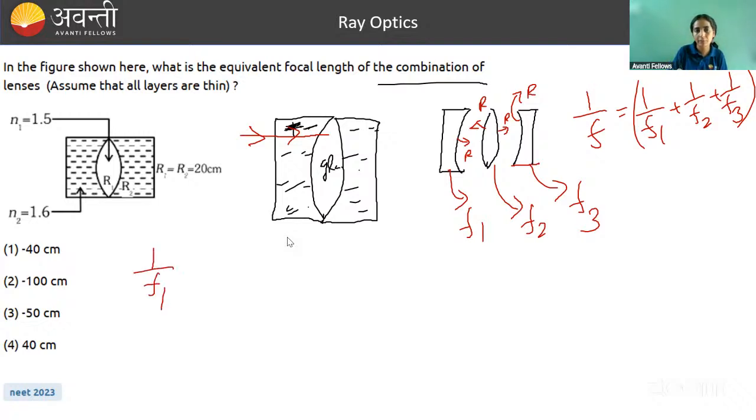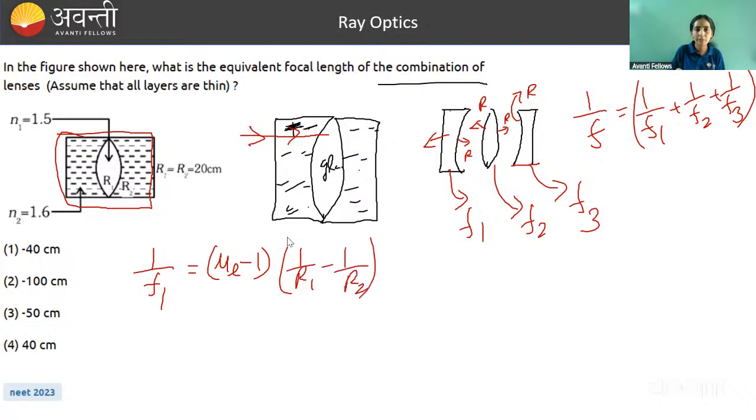Now let's calculate 1 by f1. That is equal to the refractive index of the lens with respect to the media. This whole thing is kept in air. Nothing is given about the media, so we will say it is kept in vacuum. So the refractive index of this lens with respect to the media will be mu L minus 1, because the refractive index of the media is 1. So mu L by mu M, where mu M is 1, will remain as mu L, into 1 by R1 minus 1 by R2. If we talk about the first lens, mu L is 1.6, minus 1.